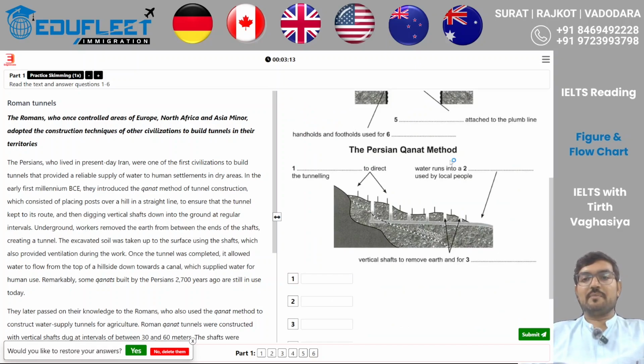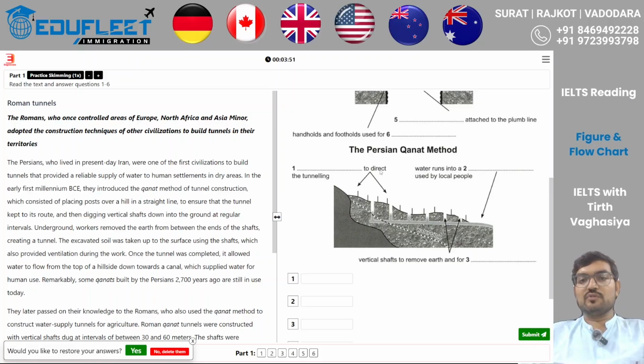So this is very easy for us because the answer is not long. So the Persian Kannad method we have to identify first, then 1, 2 and 3. Here we have been given the blanks type. So let's look at question number 1: blank to direct the tunneling. Now to direct means to give instruction for the direction, so that the flow does not go astray. So direct means to guide. So something guides the tunneling. So what is that? These vertical lines are there to direct the tunneling.